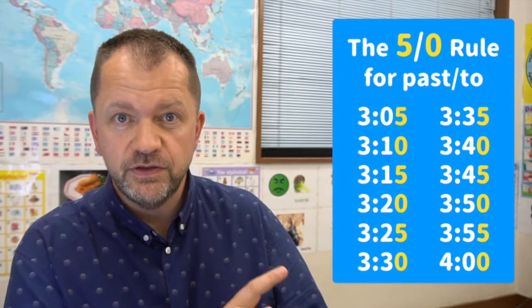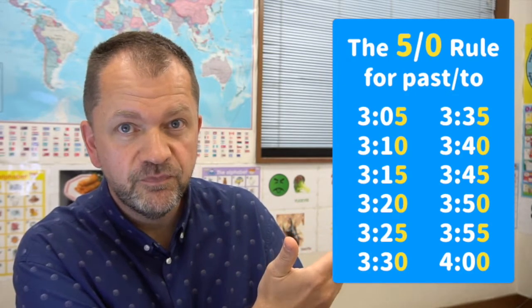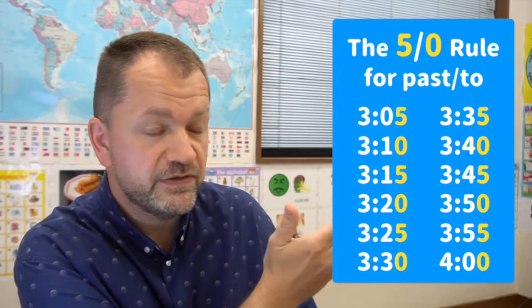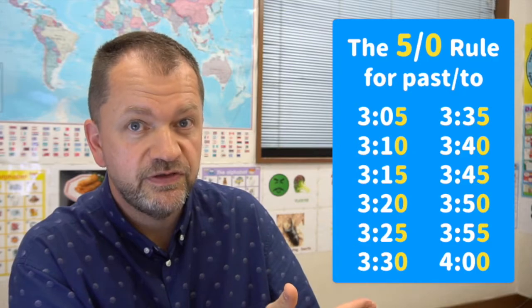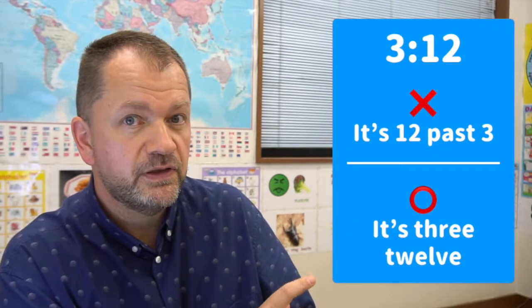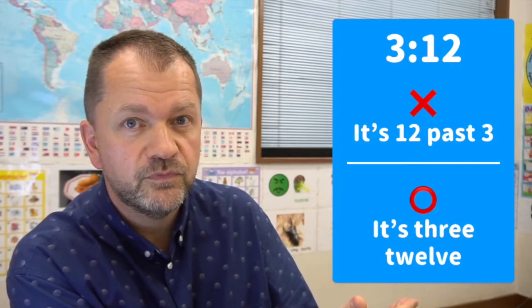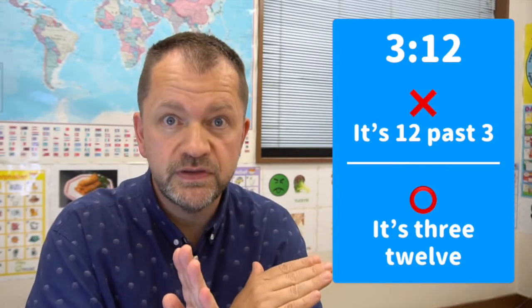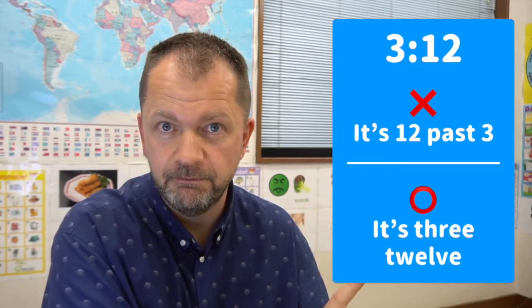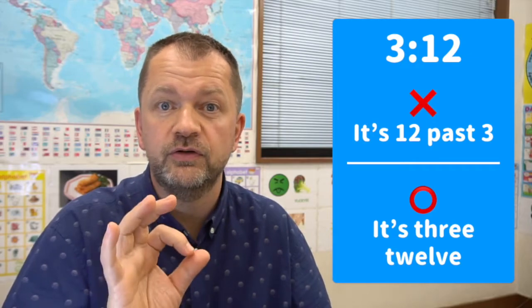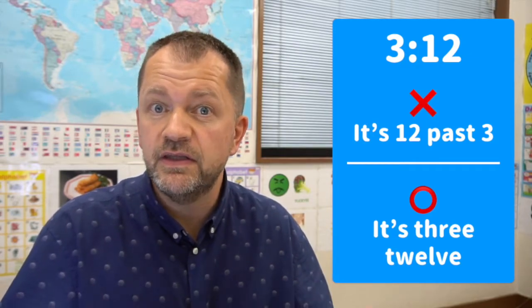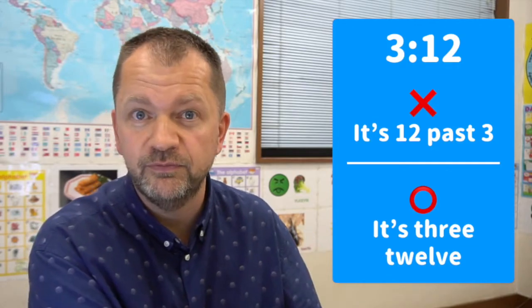5 or 0. Let's call it the 5-0 rule, okay? As you can see, these numbers here end in a 5 and a 0. 5, 10, 15, 20, 25, 30, and so on. It keeps things simple. If you have a time like 3:12, in this case, we cannot say 12 past 3 because it doesn't end in a 5 or a 0. In this case, we use the digital time, 3:12.